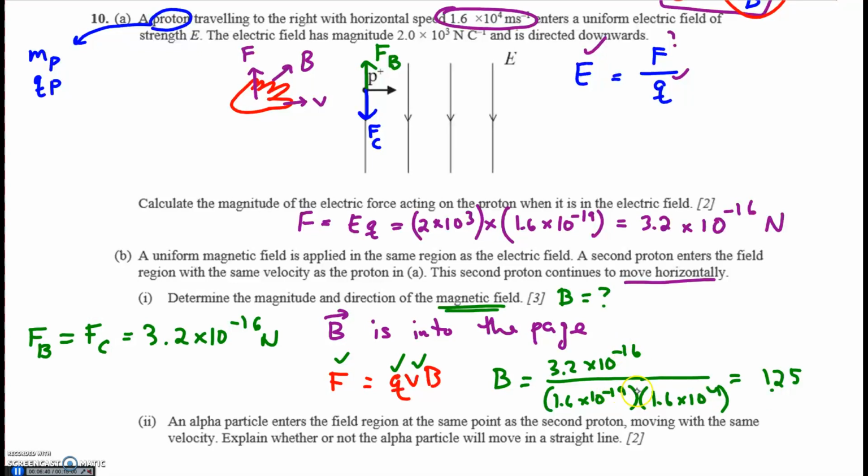But then I've got negative 19 and 4 makes negative 15. They come up, and the sign flips to positive 15. And then I've got negative 16 and positive 15, so just times 10 to the minus 1. But instead of writing that, I can just move the decimal over. So 0.125. The unit is Tesla. I hope that's right.